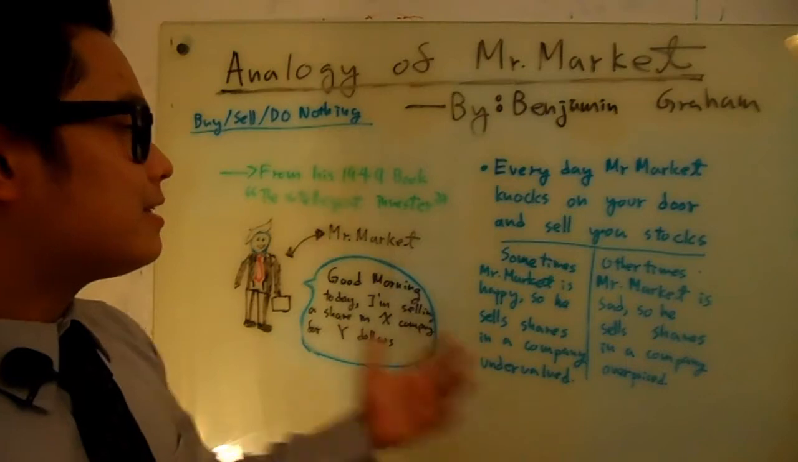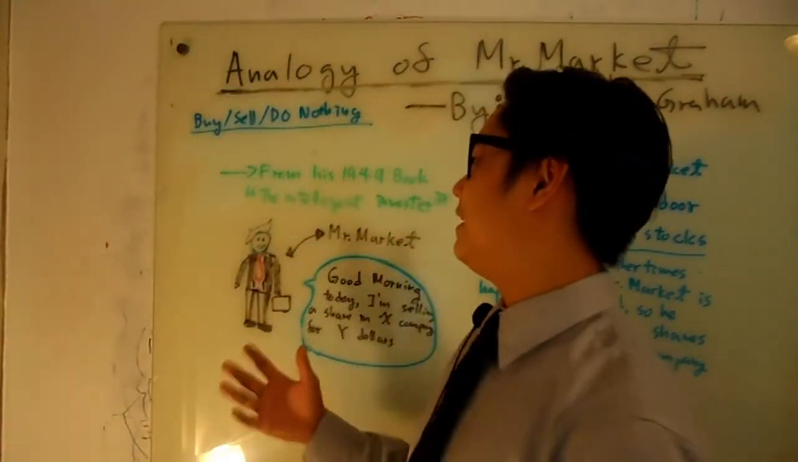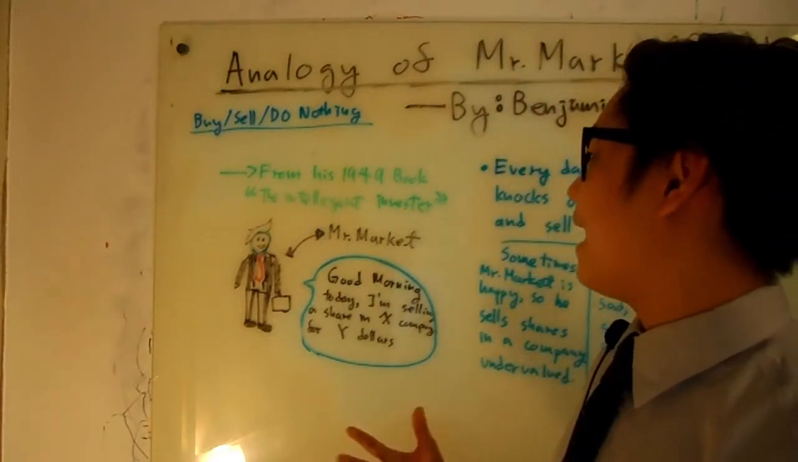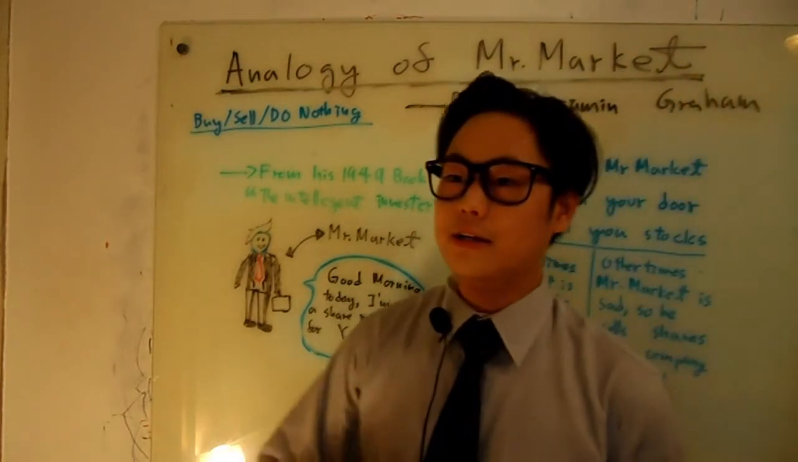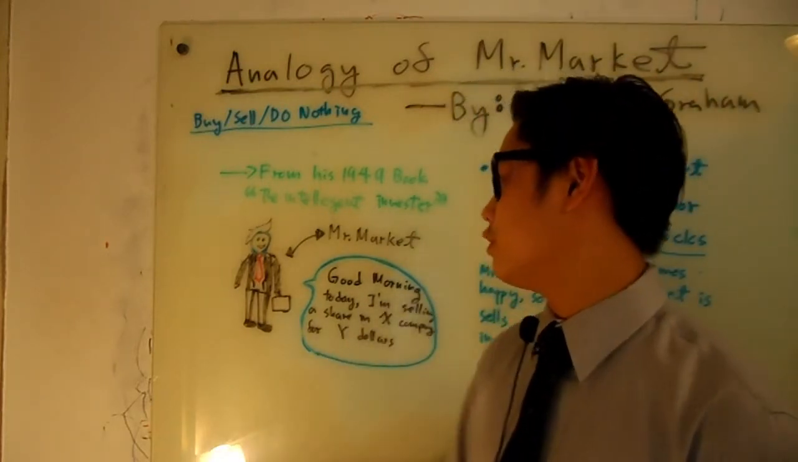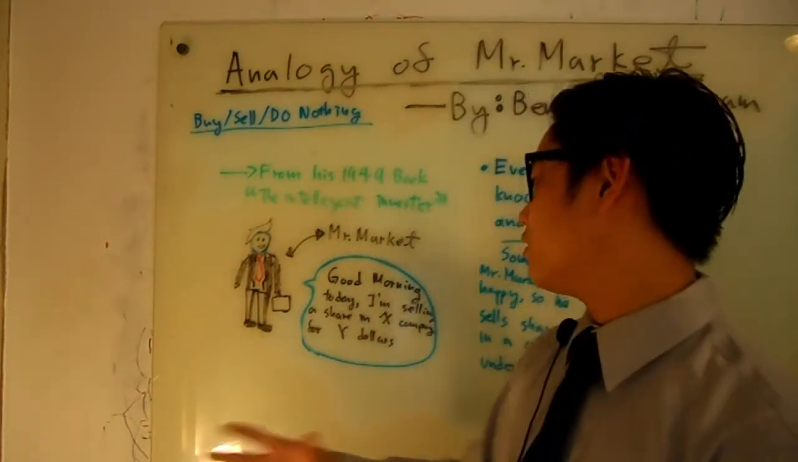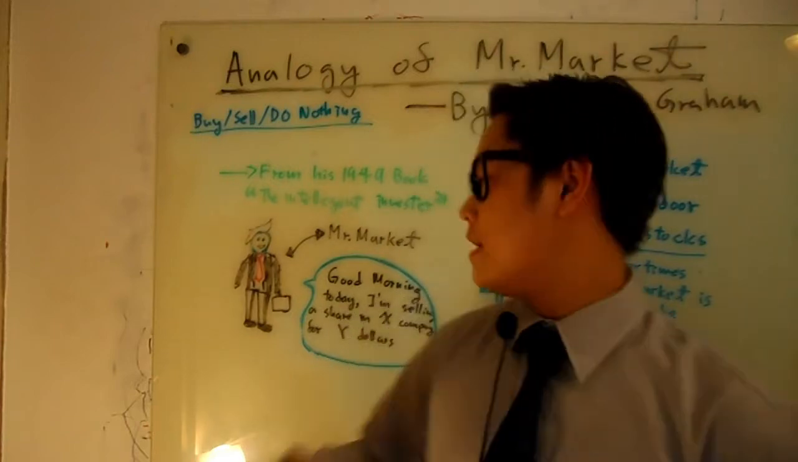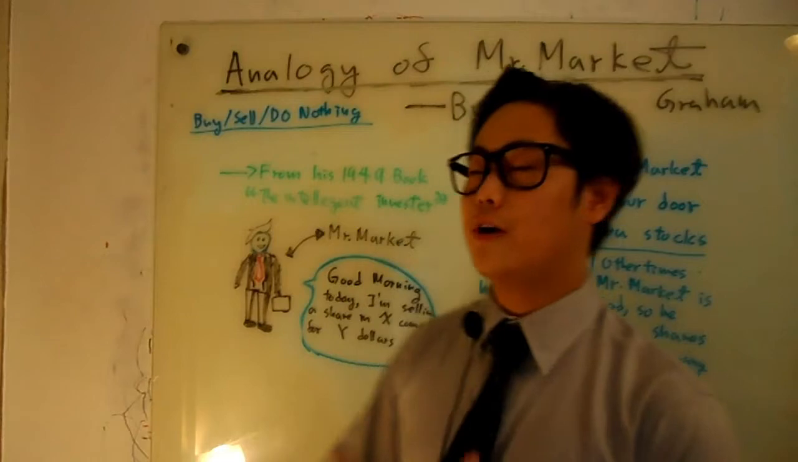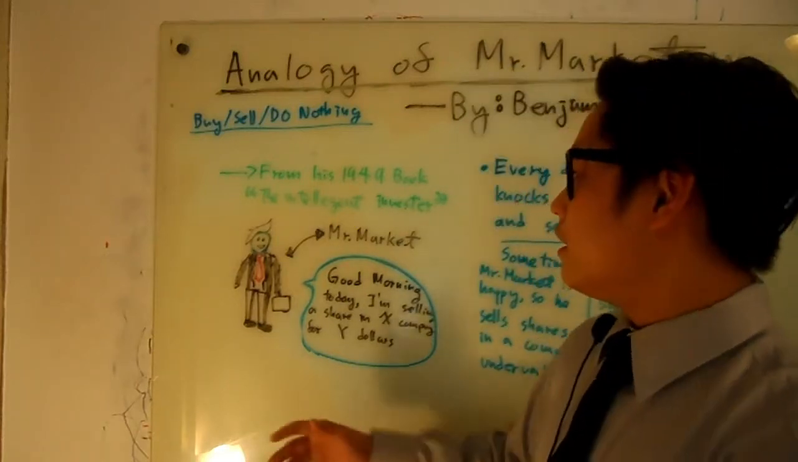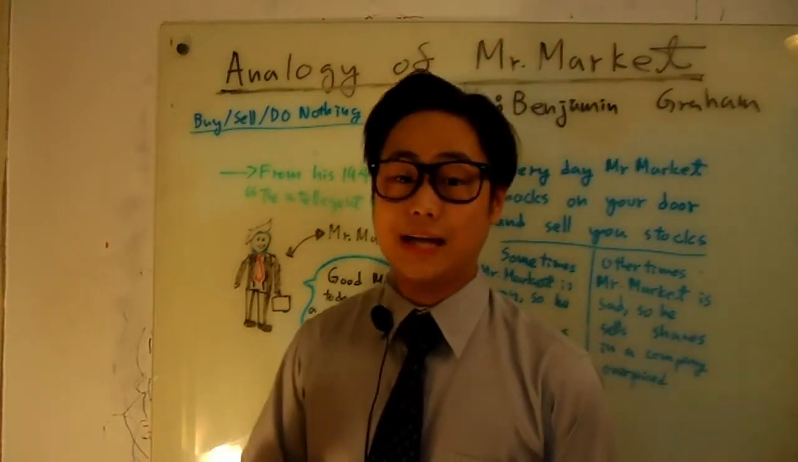So Mr. Market, let's go back to square one. What is Mr. Market? Mr. Market is the analogy that Benjamin Graham has in his 1949 book, The Intelligent Investor. You can see him as a salesperson, right? He comes to you every day when the stock market opens and says, good morning, today I'm selling this stock for this much. And you can pick and choose whether you want to buy, sell, or do nothing.